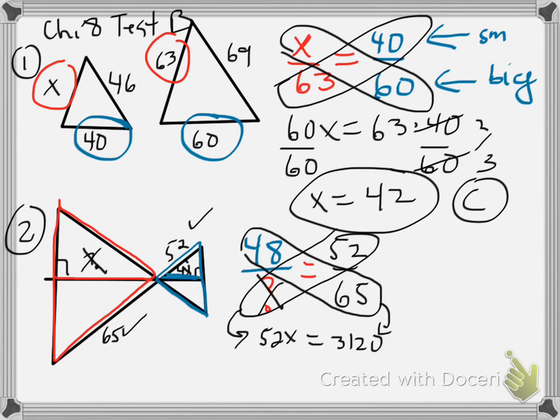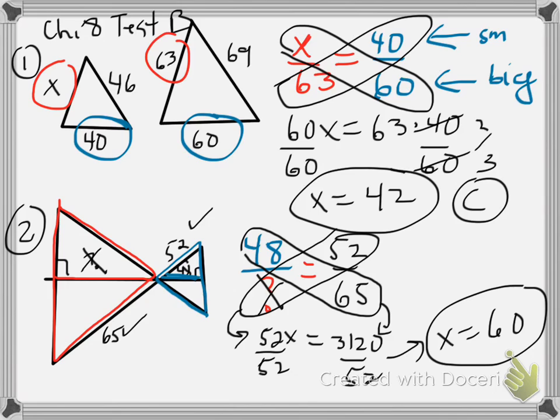Okay, so when I did 48 times 65, I got 3,120, and then 52 times x, divide by 52, and we get x equals 60. So we can relate not just sides but other lengths within the shape. Heights in this case. The heights of the triangles are also going to have the same scale factor as the sides because they're all lengths. Let's go on to problem number 3.